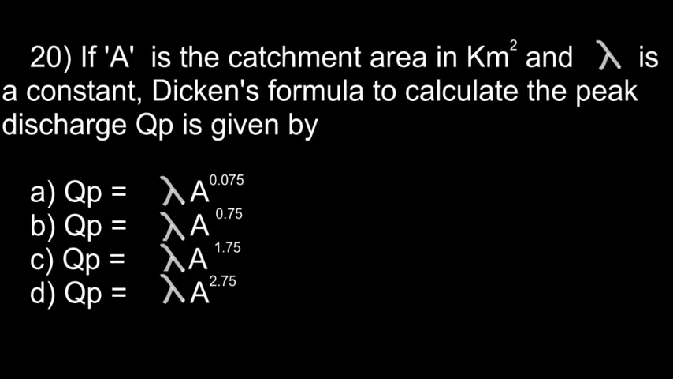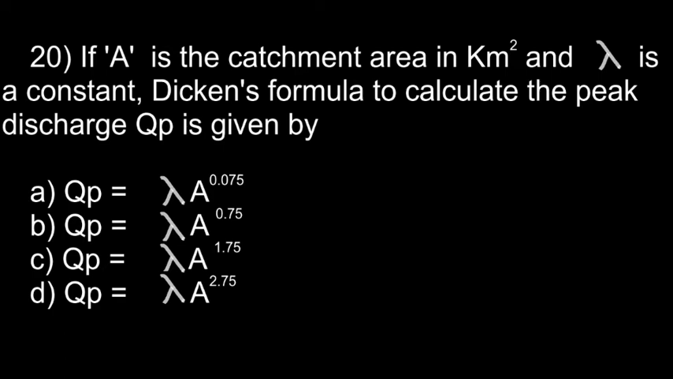If A is the catchment area in kilometer square and lambda is a constant, then Dickens formula to calculate the peak discharge QP is given by option A, QP is equal to lambda A raised to 0.075. Option B, QP is equal to lambda A raised to 0.75. Option C, QP is equal to lambda A raised to 1.75. And option D, QP is equal to lambda A raised to 2.75. The answer is option B, QP is equal to lambda A raised to 0.75.